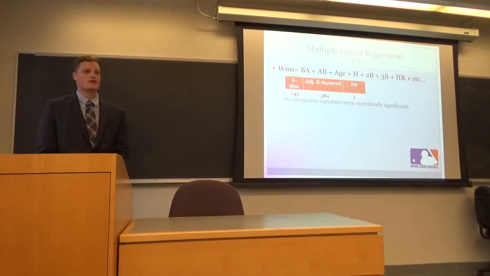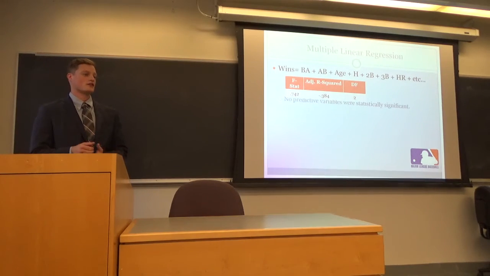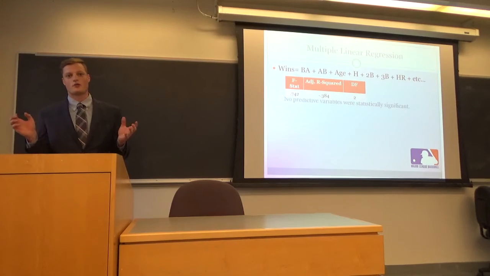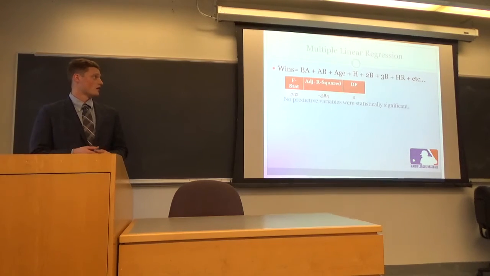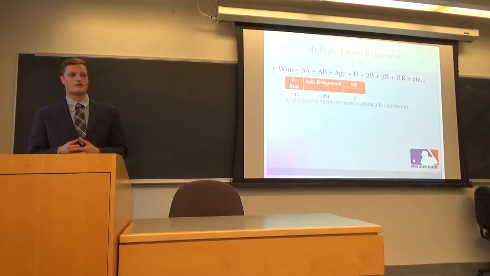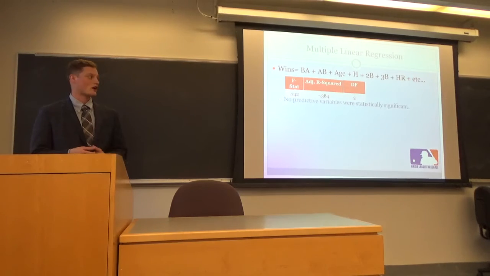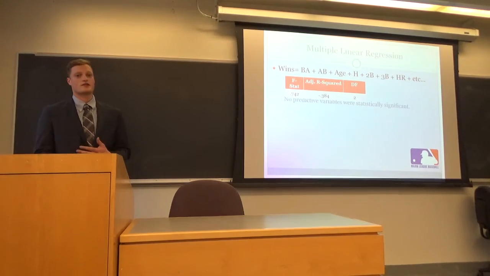And then just some naive testing. This is the first thing that I essentially did for just linear regression. I just put all the 26 predictors into a model, wanted to see what happened. So essentially I didn't really find anything. I had an F-statistic of 0.742, that's really low. I was hoping it would be a little higher. And essentially I found that no predictive variables were statistically significant in determining the variation in team wins.